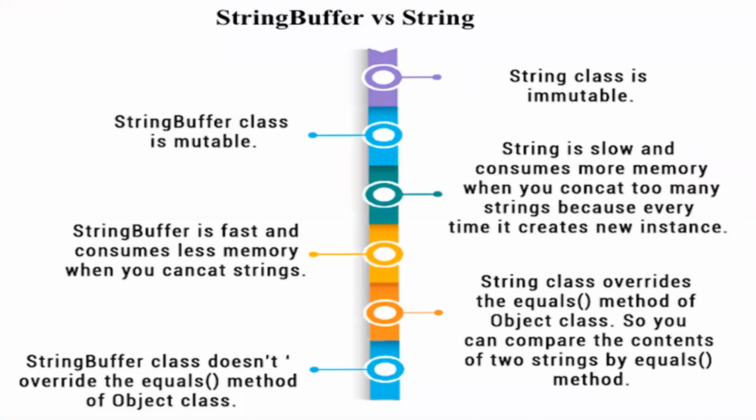Here they are showing some differences between the String class and the StringBuffer class. The first and most important difference is that the String class is immutable. I have already explained this one. Immutable in the sense that once memory is allocated for that string, if you make any changes to that string, the new changes will be stored at a different memory location, and the modifications will not be done in the same memory location.